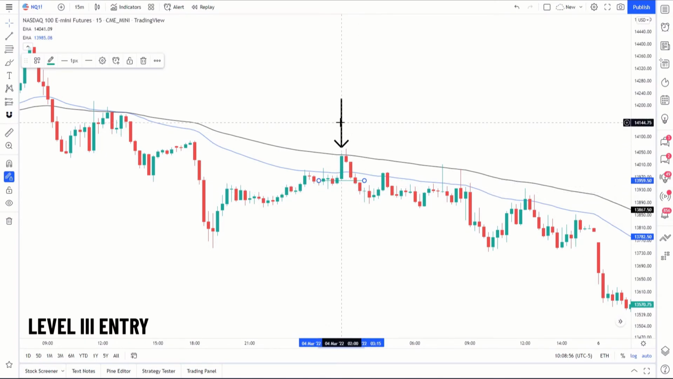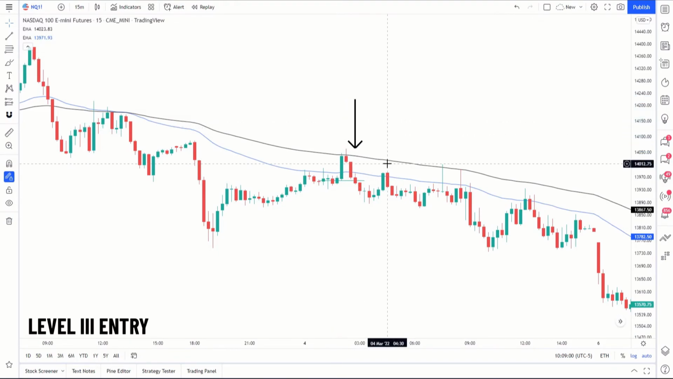It doesn't happen at the next bar, but it takes 45 minutes, which is just 3 bars later, to break the low. This means it's giving us a perfect short entry and a perfect level 3.